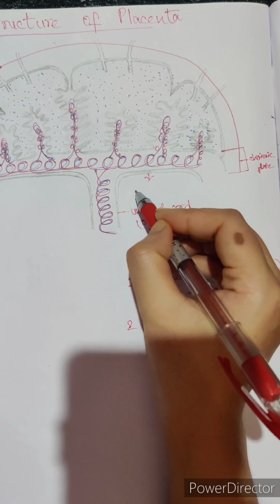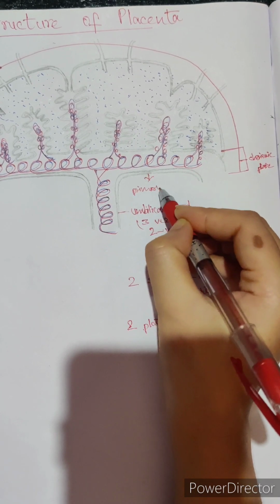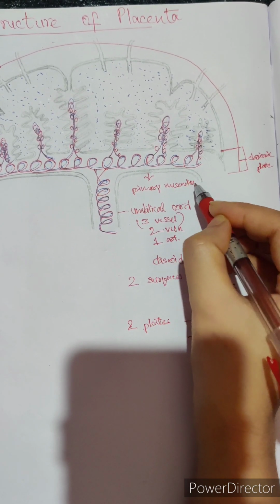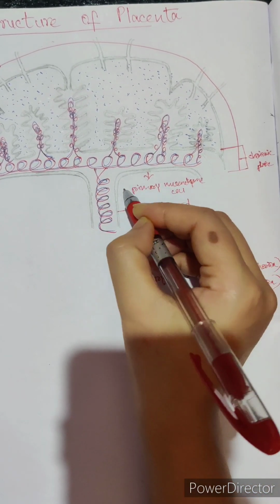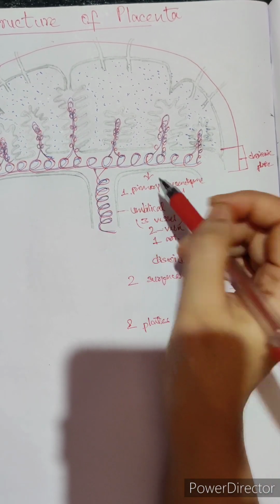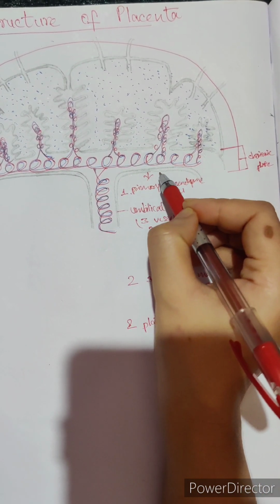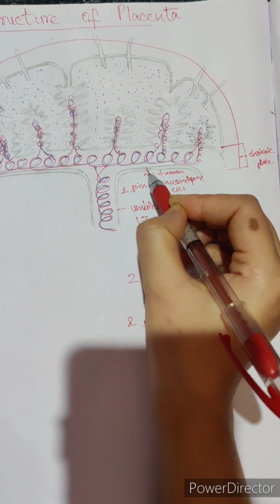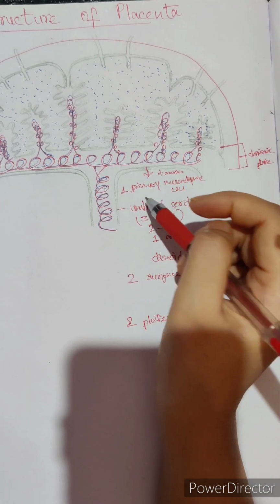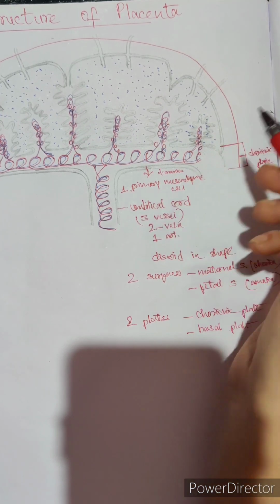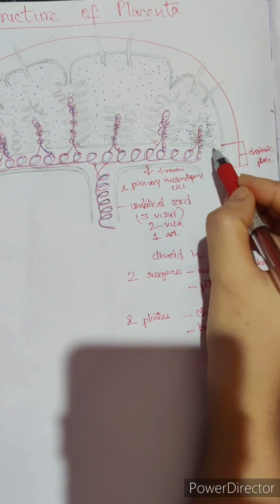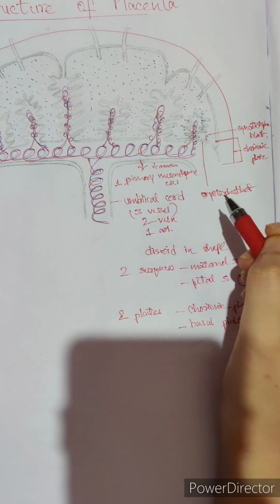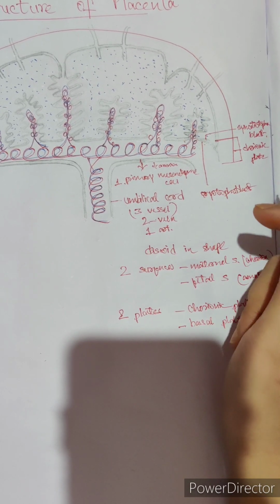The first one is known as the primary mesenchyme cells. Not this one, this one is the amnion layer. So this one is your primary mesenchyme cells. After primary mesenchyme cells, there comes the next layer, which is known as the cytotrophoblast.